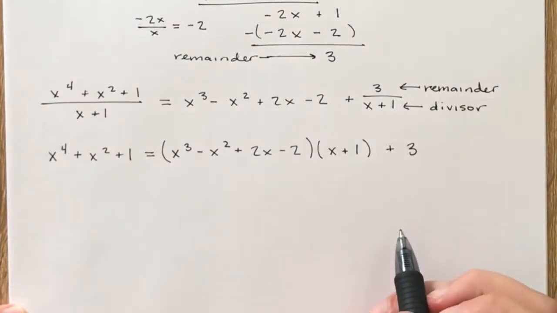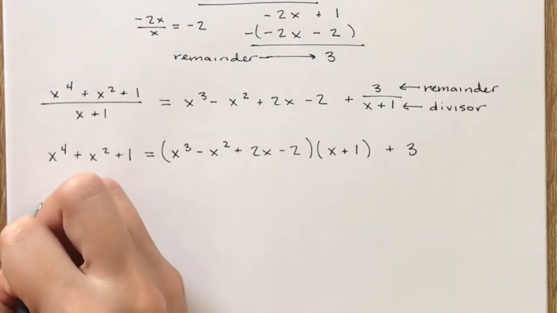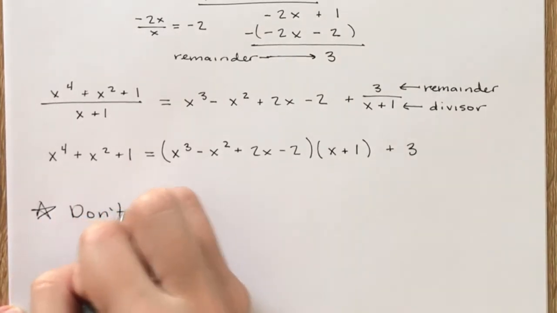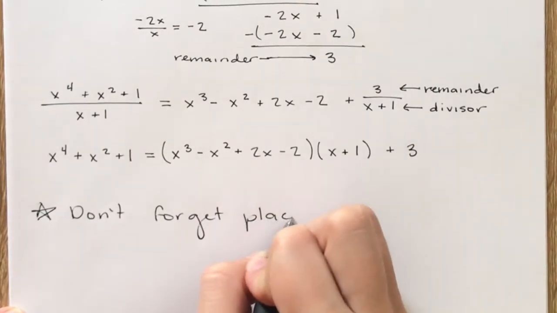I don't have enough room to write a new problem down here, so I'm going to use this space to write a big old, don't forget, placeholder zeros.